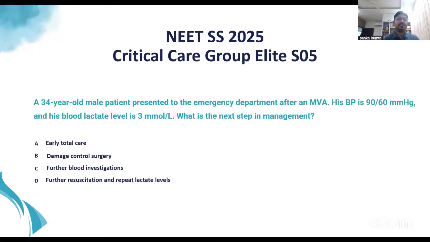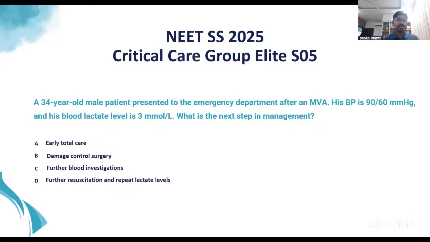Next, you're looking at a 34-year-old male patient coming to the emergency department after a motor vehicle accident. His BP is 90 by 60. His blood lactate is 3 millimoles per liter. What would be the next step? So here BP and lactate are a little raised. So BP is reasonably okay. So what will you do?